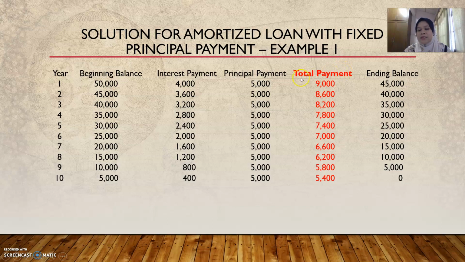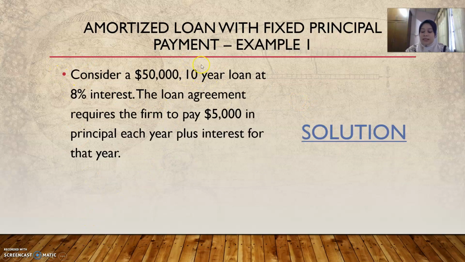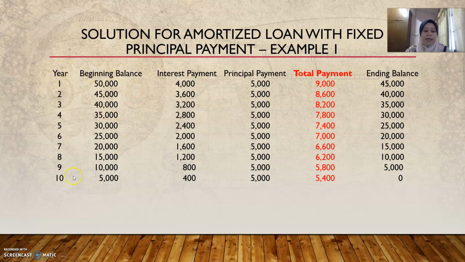It depends on the question. Sometimes it asks you to find the principal payment. Sometimes it asks you to find the interest payment. It's up to the question. But this question asks you to find the total payment because it wants to know the interest payment plus the principal payment. Okay, so it is a 10-year loan. So the year will be 1 until 10.